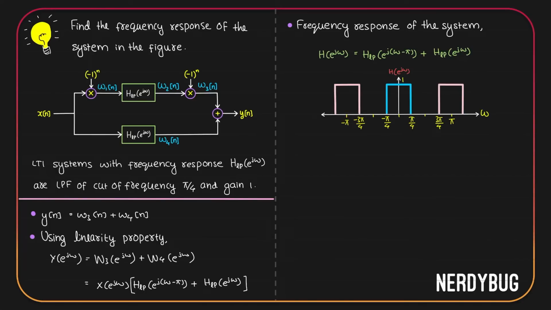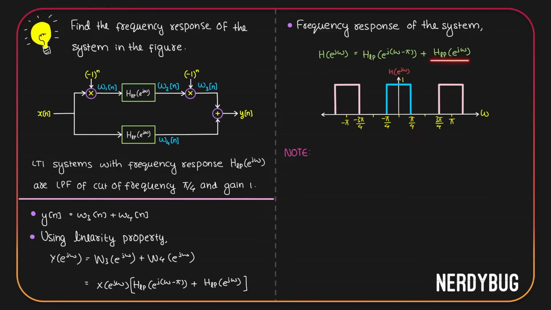Now, there are certain things we can note from here. The blue part is at omega equal to 0 and it will repeat itself at every multiple of 2 pi. And we know the frequencies that are even multiples of pi are considered low frequencies. And frequencies that are odd multiples of pi are considered high frequencies. But we also have the frequency spectrum at odd multiples of pi. That means H of e raised to j omega is letting through low frequencies and also high frequencies.